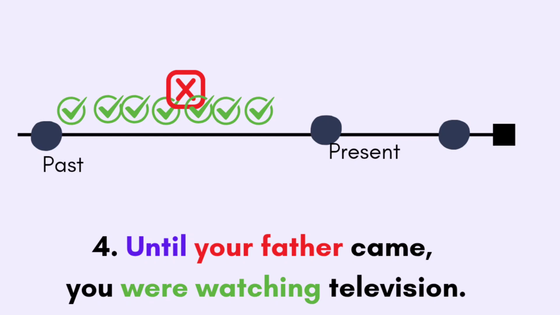So look at the diagram. I have put tick marks, and in the middle your father came. After that, you still continued the action. You still continued watching television. Look at the same example in past perfect continuous tense. Here there is no evidence. We don't mention the duration of an action.